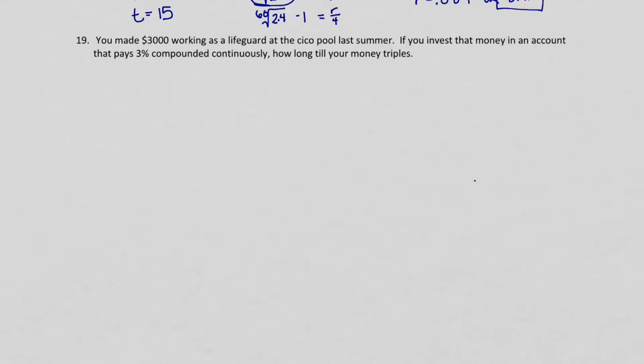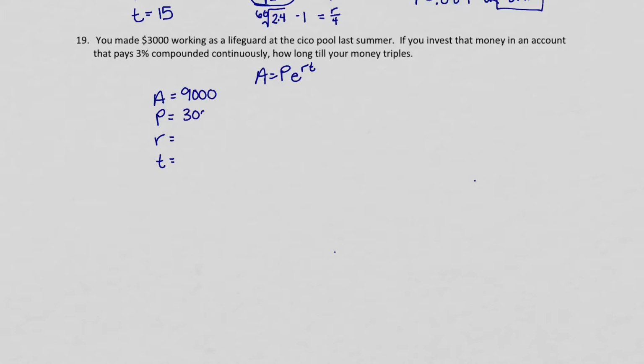All right, 19 says you made $3,000 working as a lifeguard at the Seco Pool last summer. If you invest that money in an account that pays 3% compounded continuously, how long will it take for your money to triple? So this is continuously, so that is this formula. So I have variables A, P, R, and T. So I want the final amount to be my initial amount tripled. So 3,000 tripled would be 9,000.